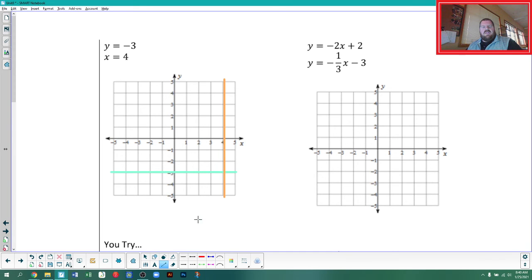Shouldn't shock you what this answer is going to be. Where are these 2 lines going to cross? They're going to cross right here. What are the coordinates? Oh, x is 4 and y is -3. Just to check our horizontal and vertical line process. But it shouldn't be too bad.